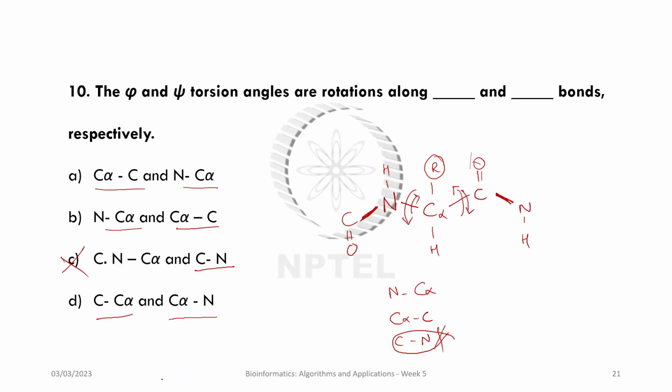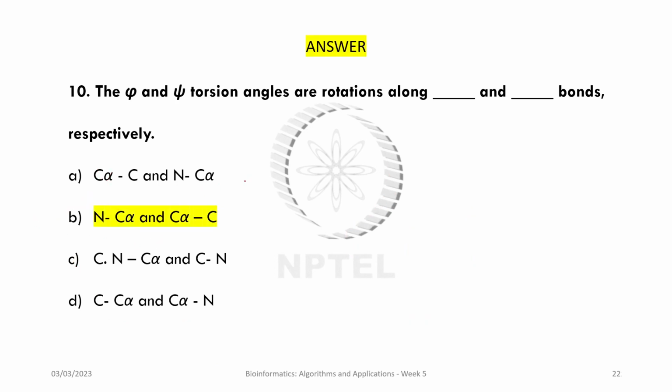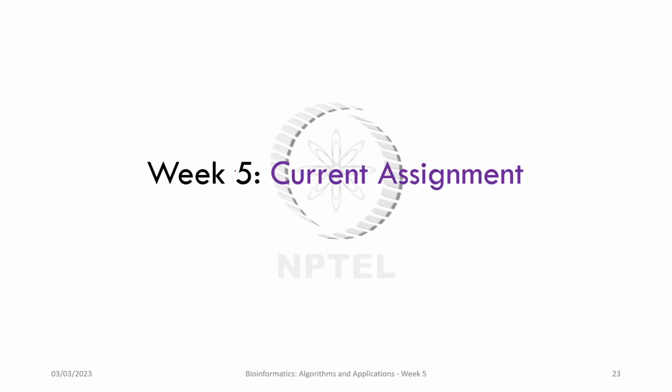Oh, so many have answered. Okay, so we're all clear, right? This is phi, this is psi. So N to C alpha is phi, which is not there in option A and D. And C alpha to C is phi. I'm sorry, psi. This is psi and this is phi. Option B is right.